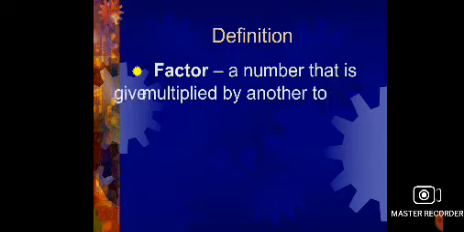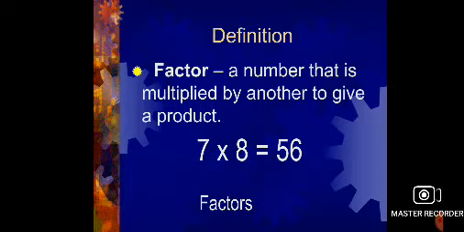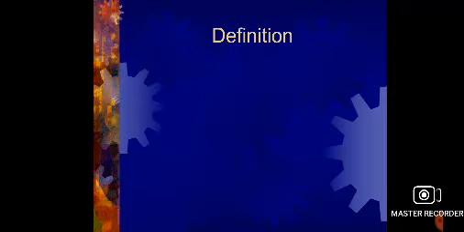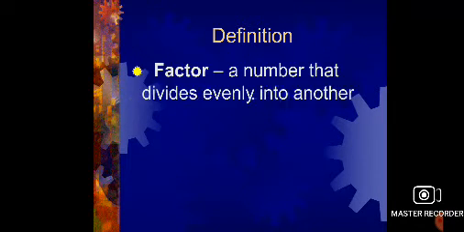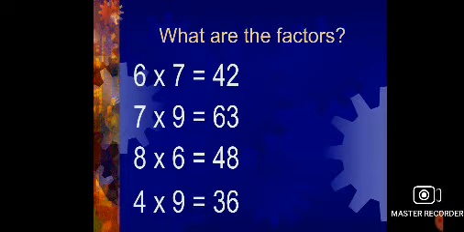Okay, now what is a factor? A number that is multiplied by another to give a product. For example, 7 multiplied by 8 gives us 56. These are the factors of the number 56. 7 and 8 are the factors of the number 56. A factor is also a number that divides evenly into another. For example, 56 divided by 8 gives us 7. Therefore, 8 is a factor of 56.